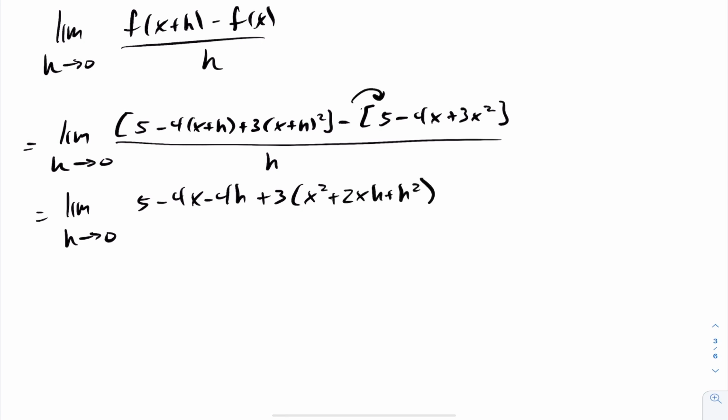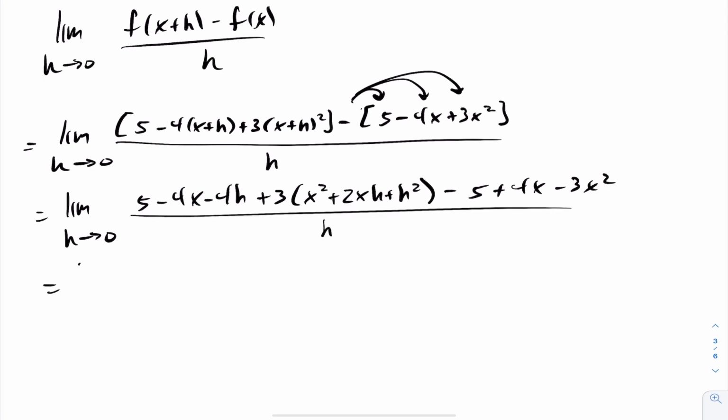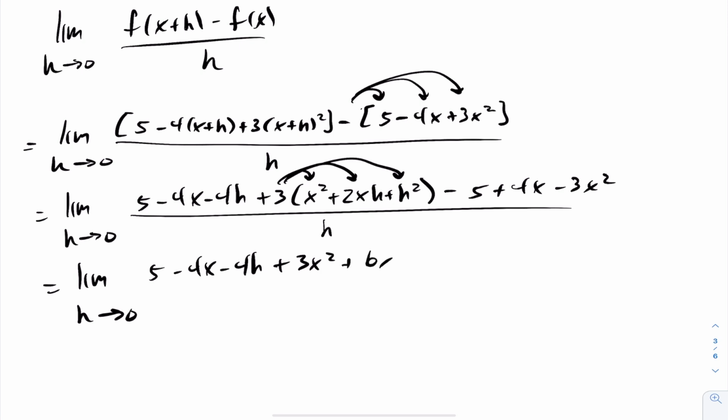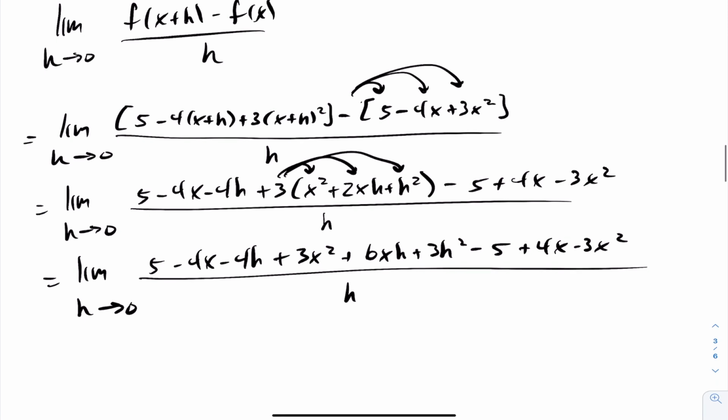Don't forget to distribute that minus sign into the trinomial. This becomes minus 5 plus 4x minus 3x squared over h, and we get the limit as h goes to 0 of 5 minus 4x minus 4h. I can distribute the 3 into the trinomial as well, in which case we get 3x squared plus 6xh plus 3h squared. And now we just got to simplify all of this and hope everything cancels off so that h in the bottom can be canceled off.